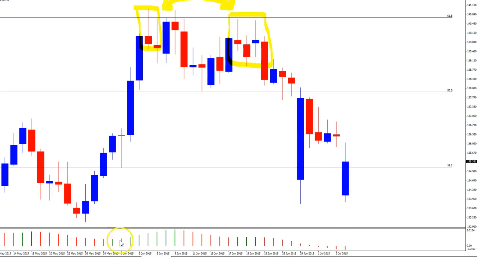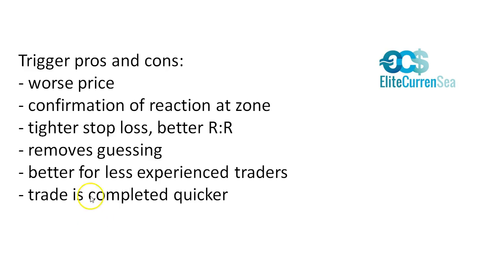So there are a lot more options here on getting the confirmation of price action at the fib. Once again, we might get the worse price because we're waiting for confirmation, but we know that price stopped at the 61.8 of the daily Euro-Yen. We got a tighter stop loss and therefore more options to exit the trade at a better R2R. It removed our guessing whether that fib will be used, which is especially important for less experienced traders. And ultimately, the trade just developed a lot quicker. Let me show you some other examples.